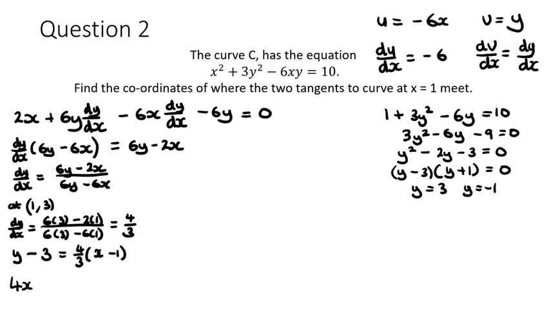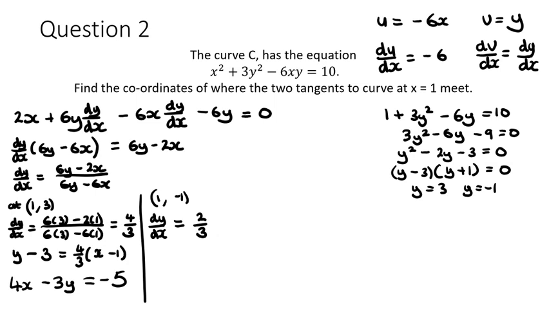Just because of how little room we have. It's a long problem, as I did say. We end up getting this when we start to expand and rearrange things. I want to leave it like that for reasons I'll explain shortly. So that's what happens when x is 1 and y is 3. But also when x is 1, y can be minus 1. So if we sub x equals 1, y equals minus 1 into our dy by dx, that will just become 2 over 3.